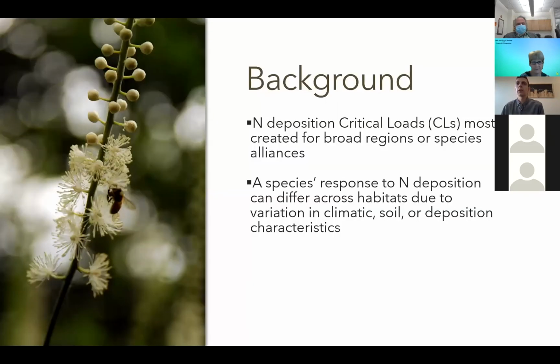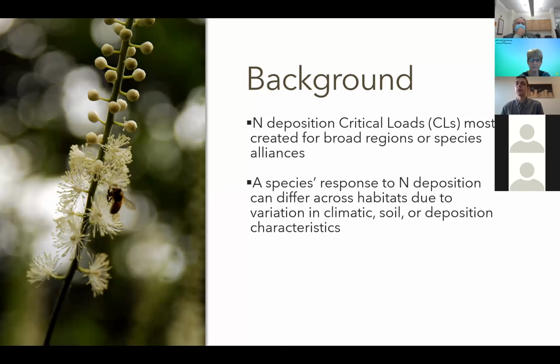So first, a bit of background. As was mentioned previously, critical loads are sort of that safety point below which you're not going to see negative impacts from, in this case, nitrogen deposition. Recent research in critical loads has mostly been for broad spatial regions or groups of species, but there has been some growing research on individual species, as Emmy just presented on.